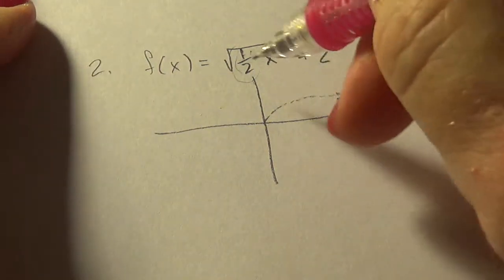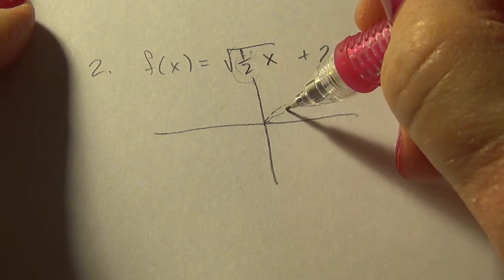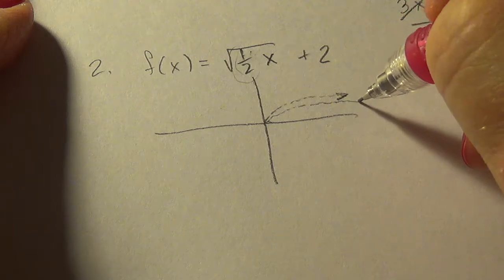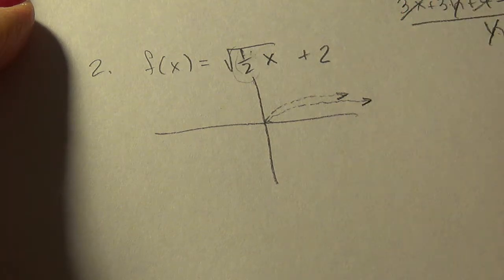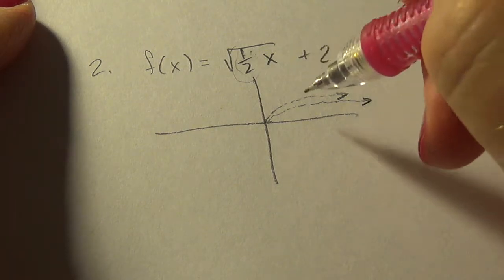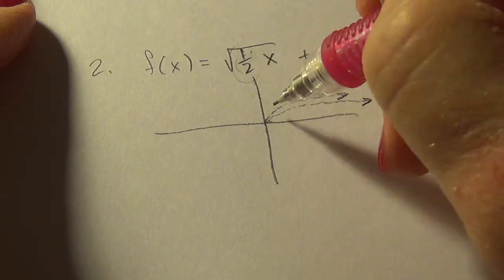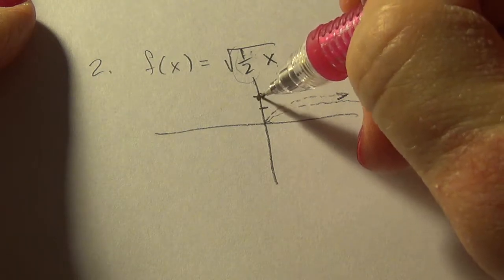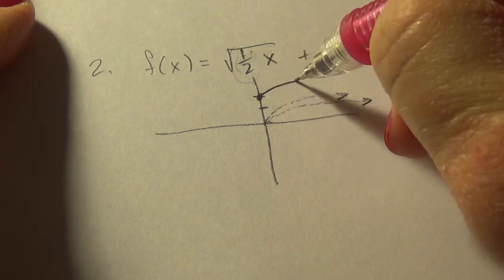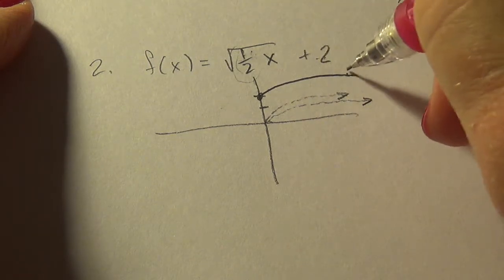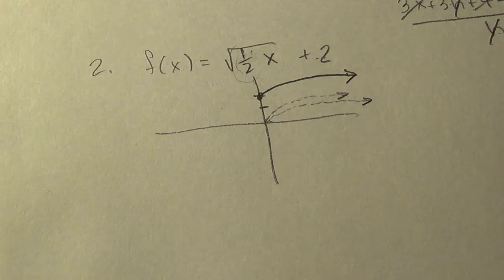What will that do to the graph? It'll flatten it out even more than it is. And then we raise up this flattened guy up 2. So we end up with a flattened function, stretched function, raised up 2.